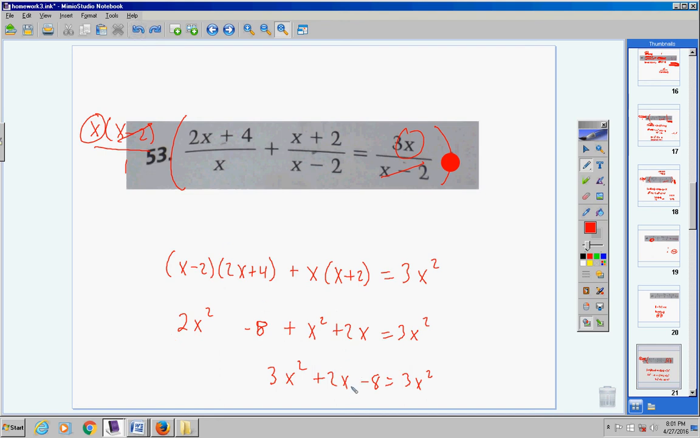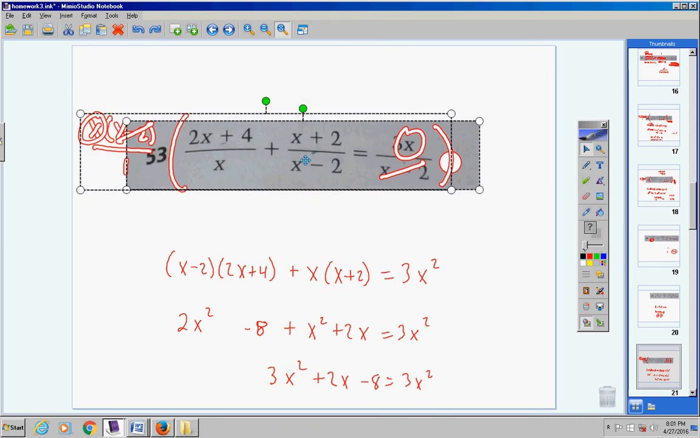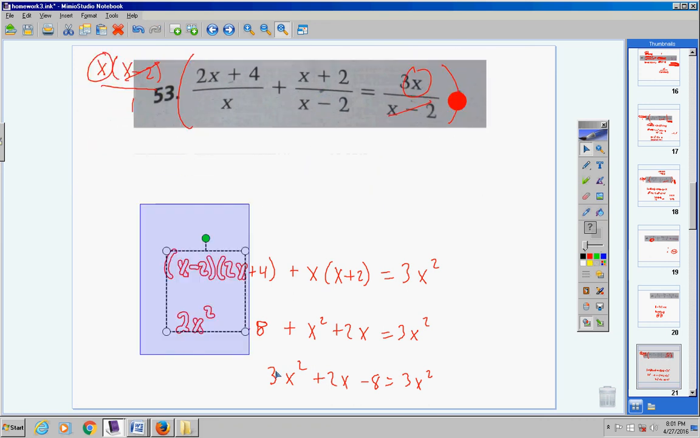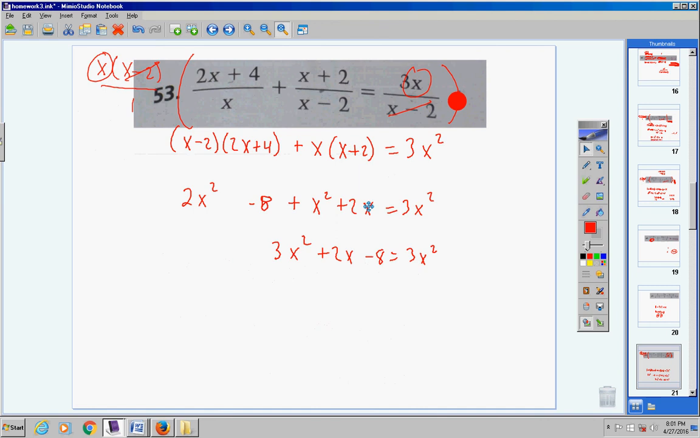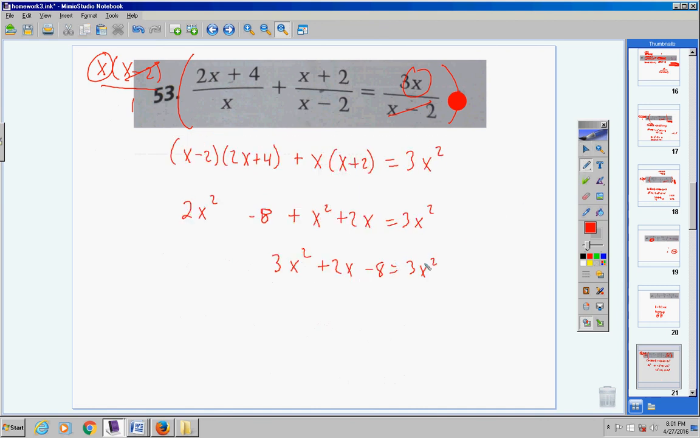Now, if you bring the 3x squared over, make it a negative 3x squared. These cancel, leaving you with 2x negative 8 equals 0. So obviously bring your 8 over and make it positive, and divide both sides by 2. And there's your answer, x equals 4. Okay? And obviously it does check.